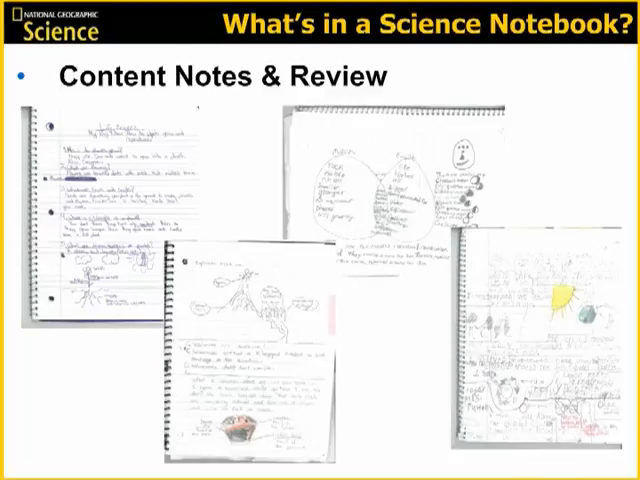The third element, content notes and review, mostly relates to 2nd through 5th grade students. Students should be encouraged to jot down notes from each lesson in their science notebook. Let them know they can include graphic organizers, charts, lists, questions, and sketches. In your teacher's edition, suggestions for note-taking appear at point of use.